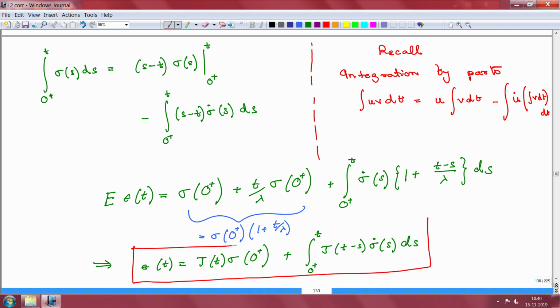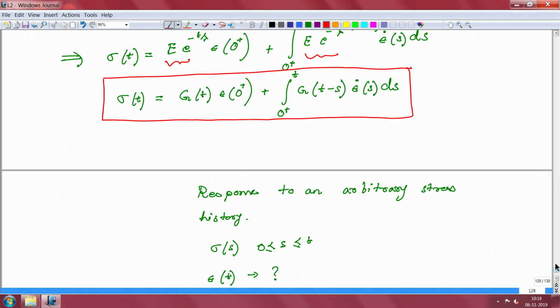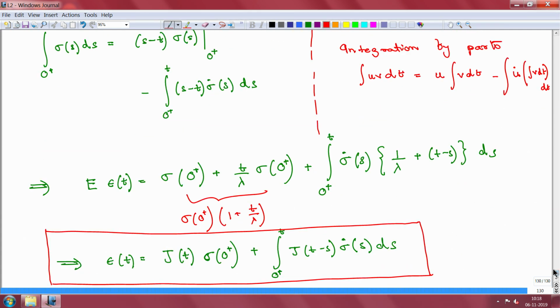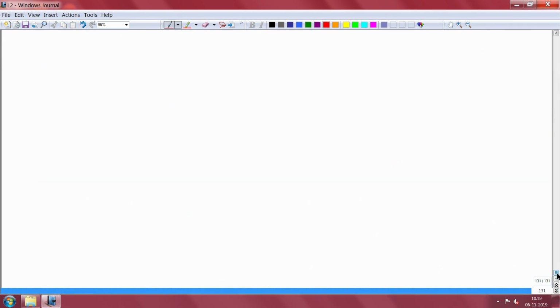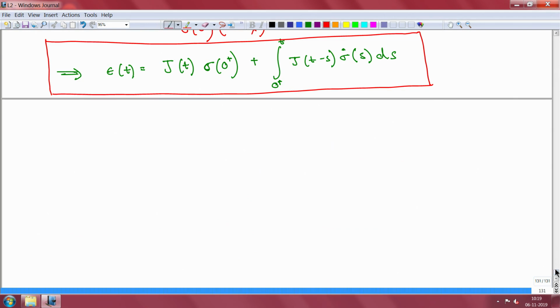So, you can see that things have sort of gotten flipped. When you are looking at an arbitrary strain history, then you have the stress relaxation function appearing here, whereas if you have an arbitrary stress history, then you have the creep functional form coming in here. Right. So, with this we have looked at some of the very important results for the Maxwell equation or the Maxwell viscoelastic model.